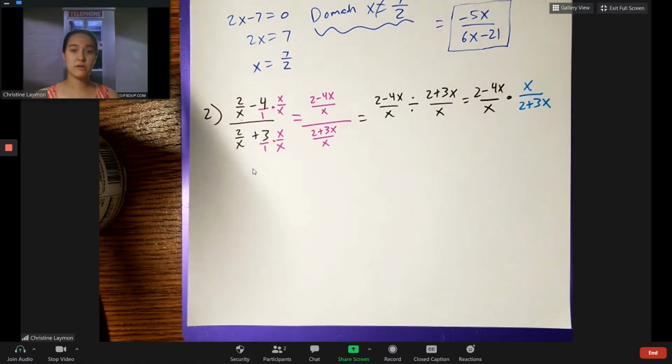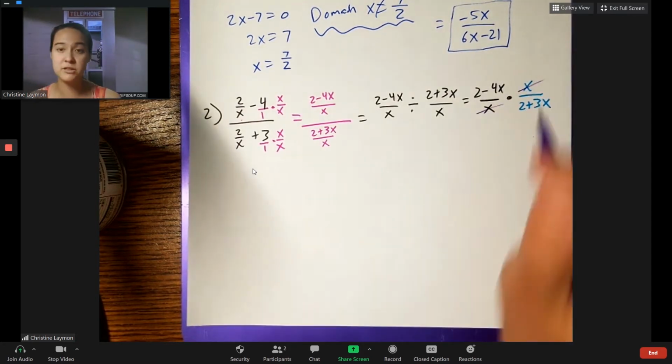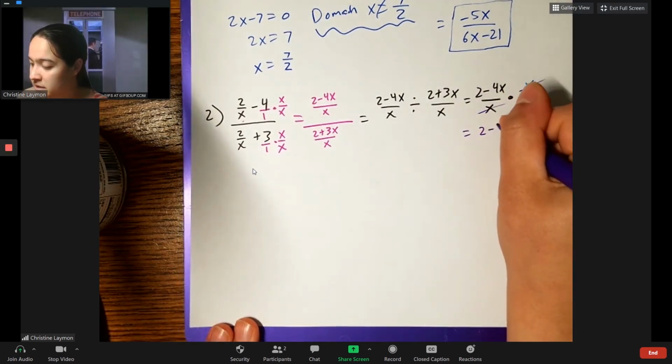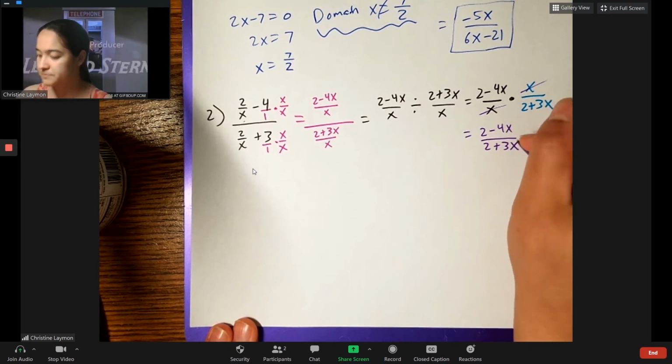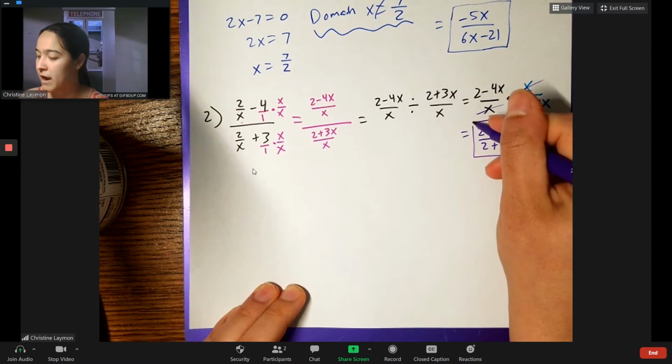And I come through and say, okay, do we have anything in common? And we do. Both of these have an x. So that x term is now gone. I am left with (2 minus 4x) over (2 plus 3x). Okay, so that's going to be that simplified form of that rational function.